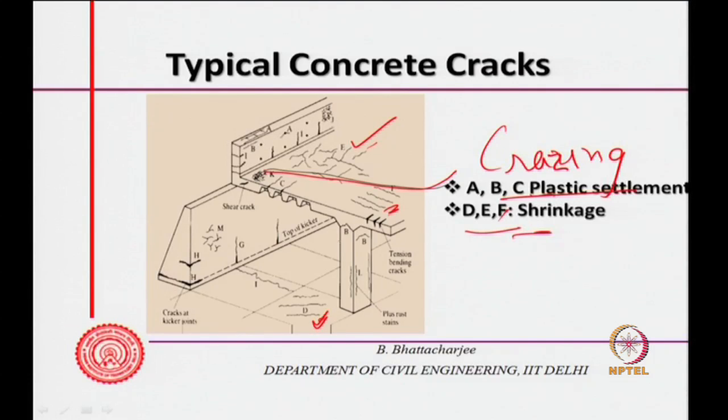A, B, C are plastic settlement cracks, but I think I will not discuss them, because I am not really discussing the cracks here. That is because of initial settlement. As I said, when bleeding occurs, the solid subsides and water has a tendency to come. If the reinforcement is actually restricting their subsidence, there will be a crack on top of it. So, these are plastic settlement cracks A, B, C, at haunches where dimension change is occurring, you might see this kind of crack.